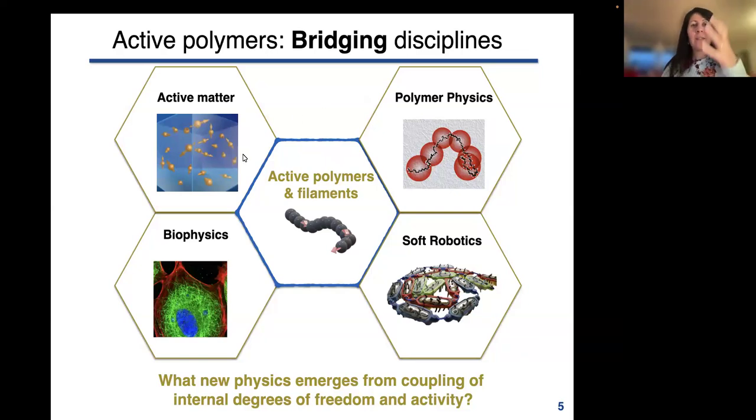Just why active polymers are interesting for me. For me, it's really an interdisciplinary topic. It's a playground where you combine in the first place active matter physics and polymer physics. Of course, it's biology inspired, so biophysics plays an important role. And as I said, it has also inspired applications in robotics, and there has been a lot of interest in soft robotics inspired by the physics of active filaments. So the bigger question in the field is what new physics emerges from the coupling of internal degrees of freedom and activity, which can be local along the chain backbone.